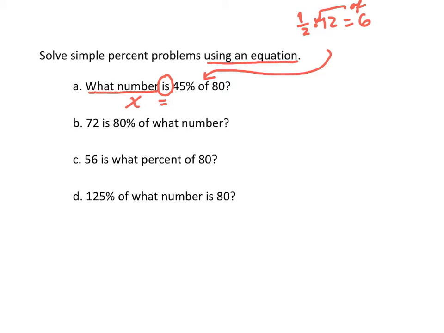It's pretty common. So 45% of 80 is going to be the decimal form of 45%. Whenever you put a percent into an equation, you need the decimal form of the percent. So 0.45 of 80 is times 80. And in this one, we can just multiply 0.45 times 80, whatever that is. 0.45 times 80 is 36.